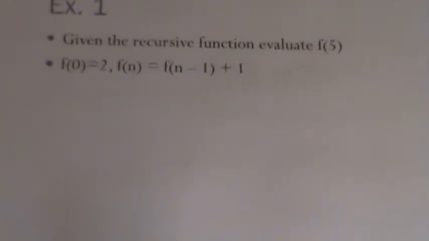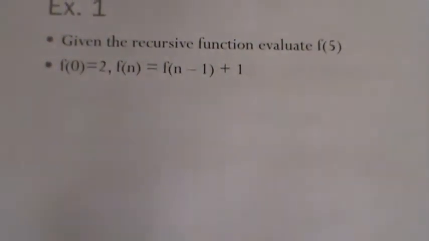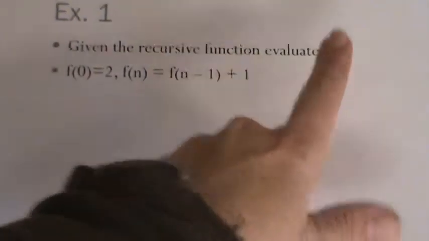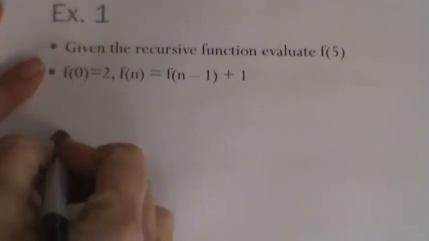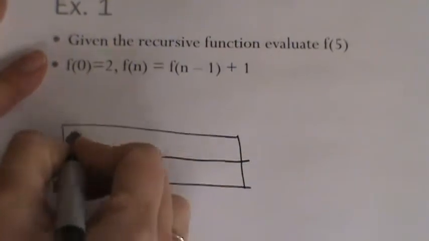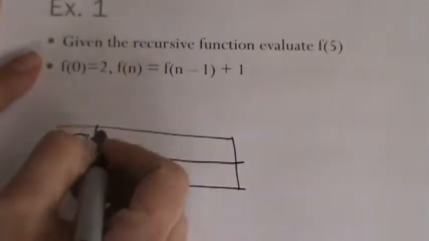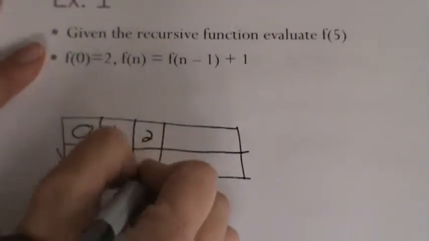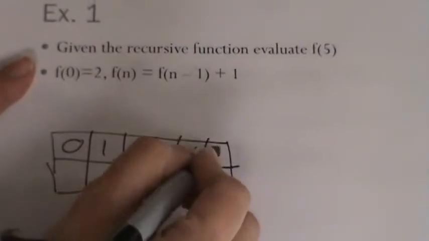So first thing we see here, given my recursive function down here, we want to evaluate f of 5. What the number inside the parenthesis means is what term number I want to find. So the easiest thing is to make a table. I'm going to make a table, start at 0, and count all the way up to 5. So 1, 2, 3, 4, 5.